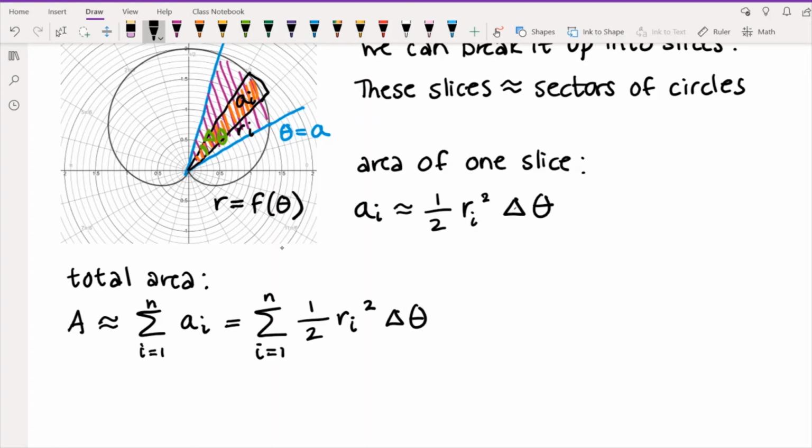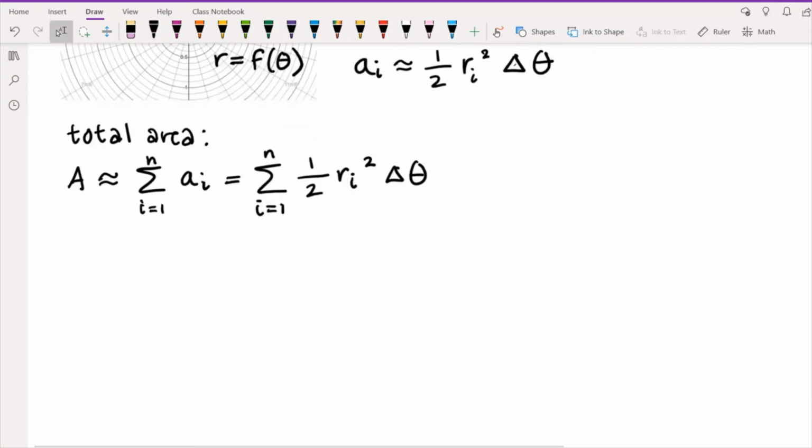And then how do you find the actual area? Well, at this point, hopefully this idea is familiar. The actual area, actually, I don't want to confuse that with total. I'll just write it here. So the actual area would be taking the limit, right? The limit as n approaches infinity of this sum.